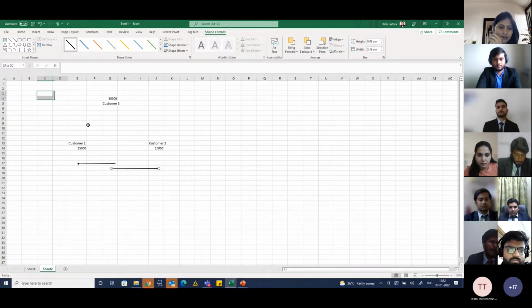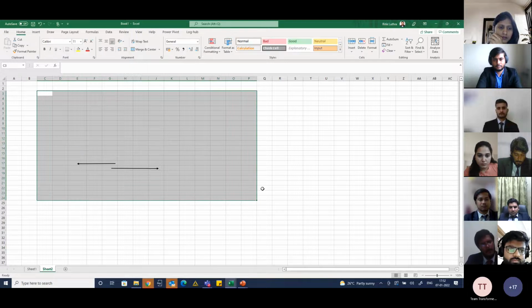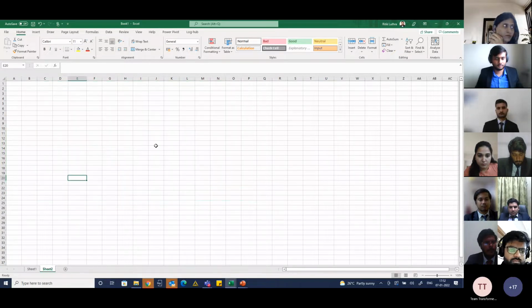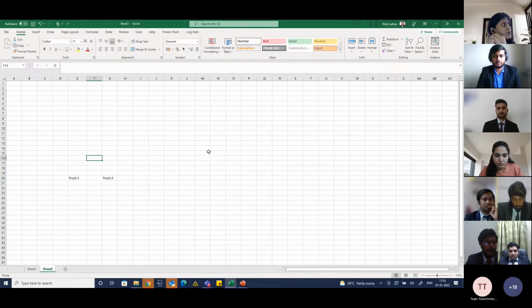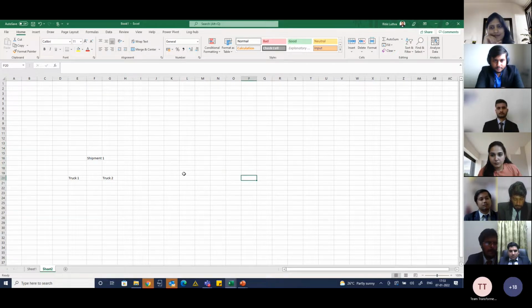Let me also give you another scenario. What would happen if I am working on a particular case wherein I have two vehicles, truck 1 and truck 2, and I have one shipment? How many possibilities do I have in this scenario? I have two possibilities, right? Either I can send the material from truck 1 or I can send the material from truck 2.